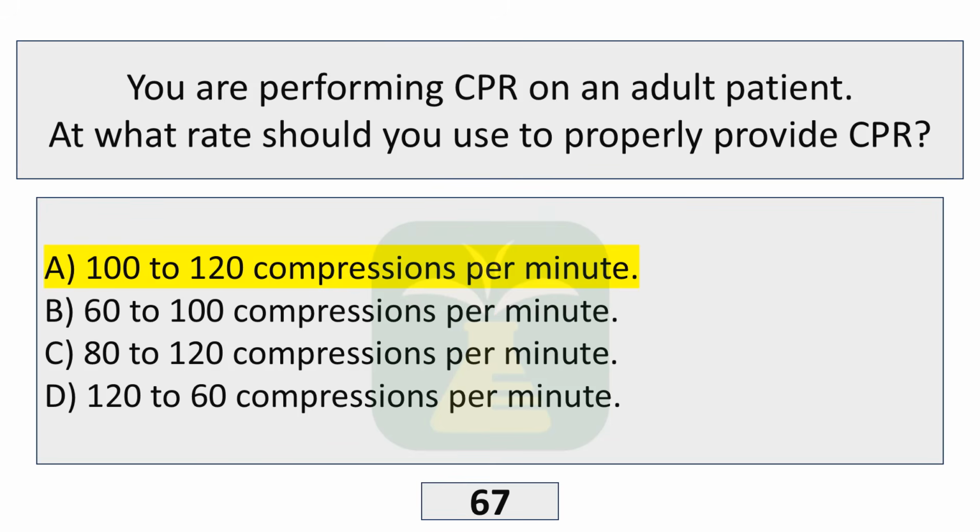Correct answer, A. 100 to 120 compressions per minute. The proper compression rate is 100 to 120 compressions per minute, according to the American Heart Association. The proper rate is necessary to perfuse the brain and other tissues during cardiac arrest.